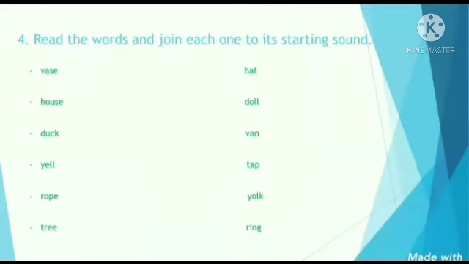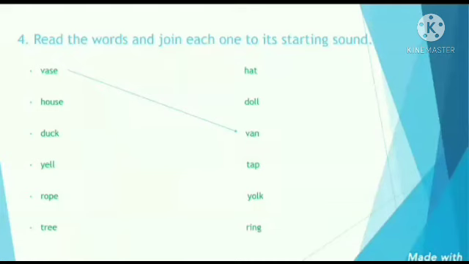Question number 4. Read the words and join each word to the starting sound. The first one is already done for you. What you have to do here is you have to match the first sound. For example, see the second one, house. The starting sound of house is H.